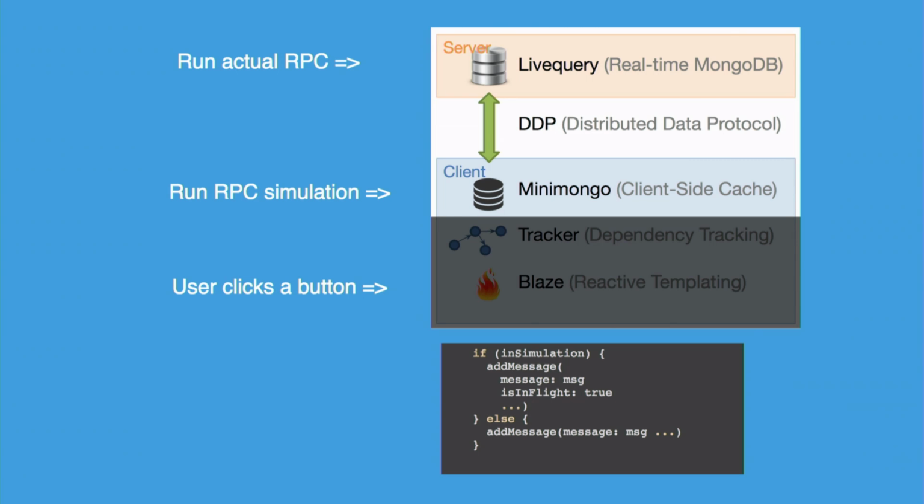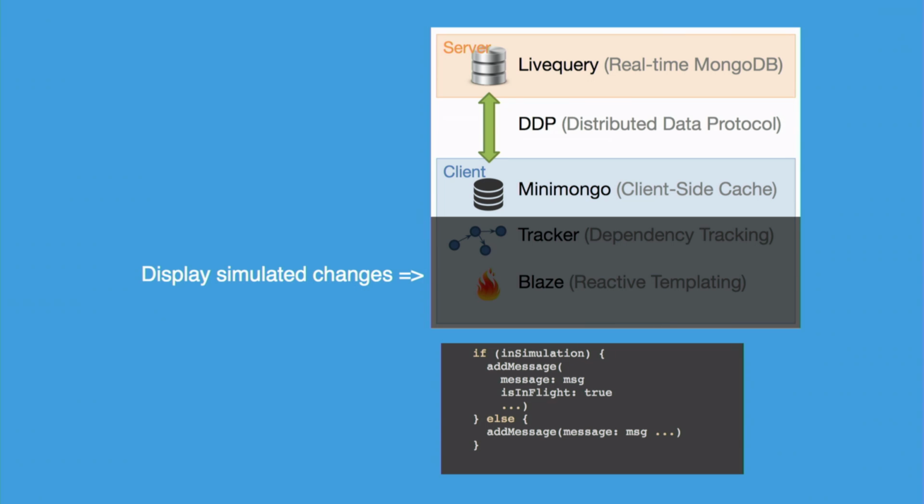So remember that clock in WhatsApp? That's what I'm doing. I'm trying to check if I should show a clock or a tick mark. So I press the button, I run the RPC on the client and on the server. What happens next? The client is changed immediately. It's driving the updates in the UI. So the simulated changes appear immediately.